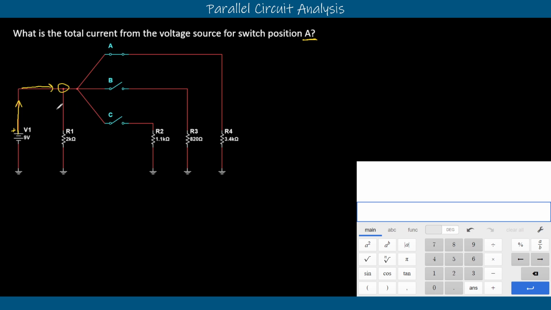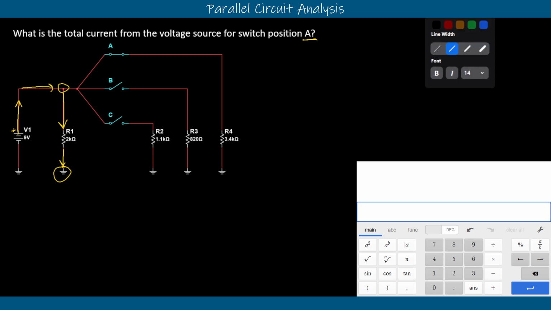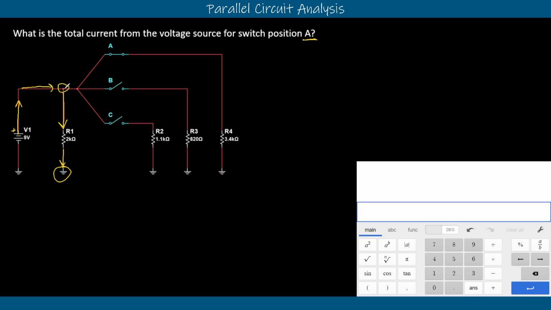Something is in parallel. So we can evaluate that node and see that as we follow down, we hit R1, and after R1, we go directly to ground. So R1 is in full parallel with any other pathway that we can make fully to ground. As we continue through the node and go up towards A, which is closed right now, switch A allows us to flow through. We see switch B and C are not closed, so there is no connection to ground. So these resistors don't actually exist in this current flow, and we're going to ignore them.